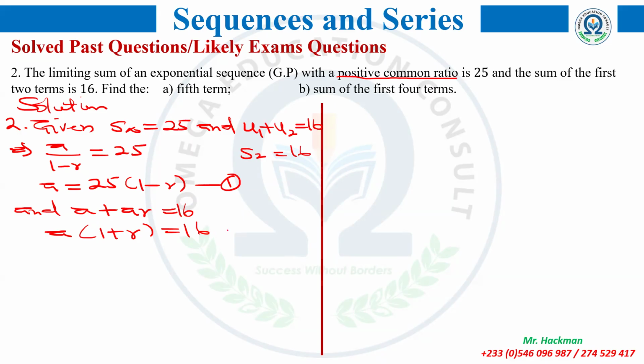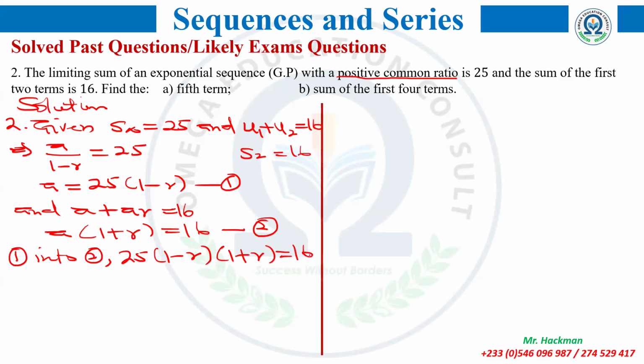So at this point, I label this as equation 2. So now what do we get? We are going to generate, from equation 1 into equation 2, and this will always be too short to take a line, so bring the comma and continue. Do your substitution here. That will give me my A, which is 25 into 1 minus R, into 1 plus R is equal to 16. Do you agree?